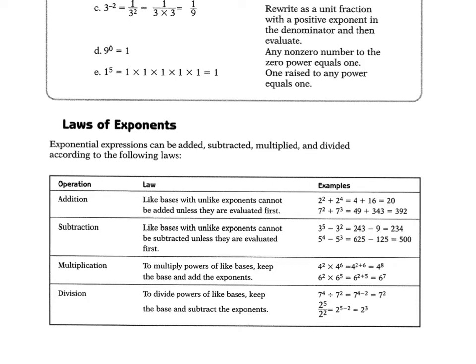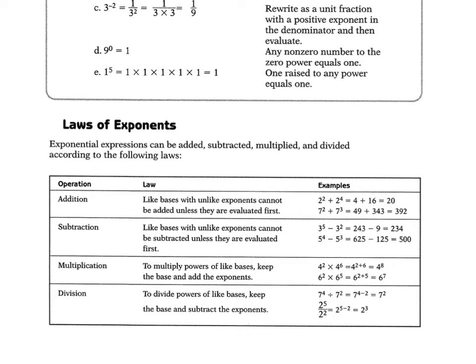When you are subtracting your like bases with unlike exponents, you can't subtract those unless they're evaluated first as well. So same thing, you cannot work with the subtraction unless your exponents are taken care of. So if we have 3 to the fifth power minus 3 to the second power, you have to do the 3 to the fifth power first, which is 243, and then you have to do the 3 to the second power, which is 9. Then you can subtract the two to get 234.